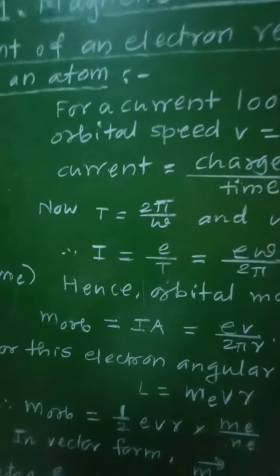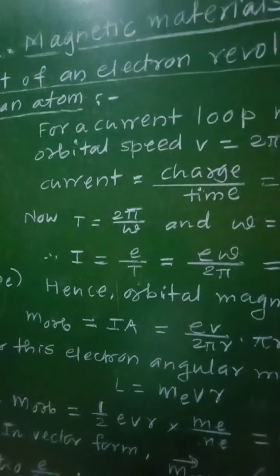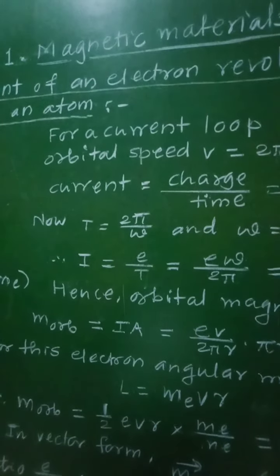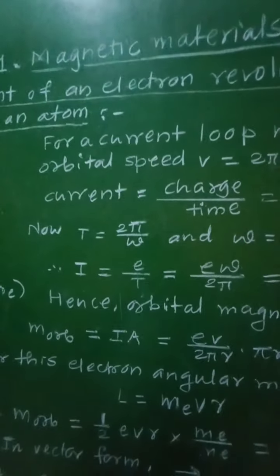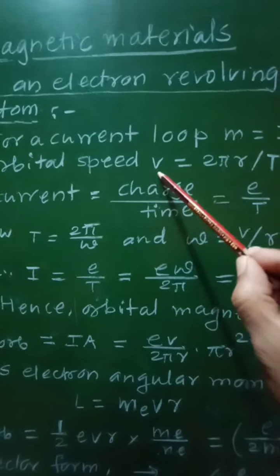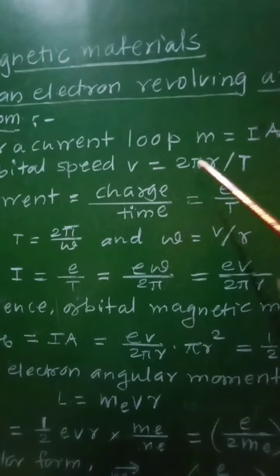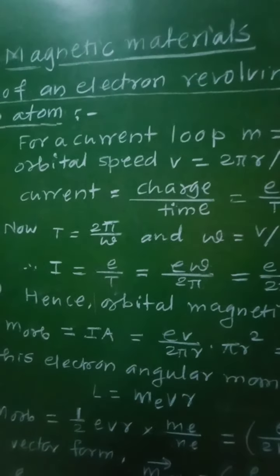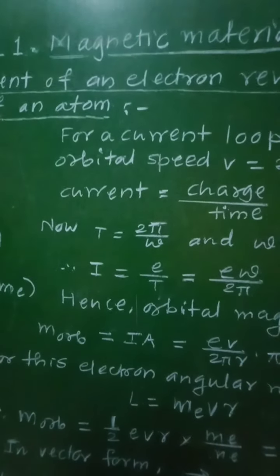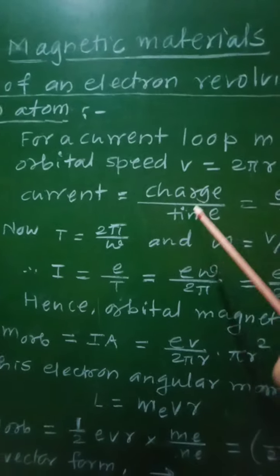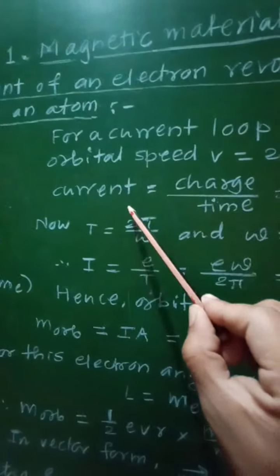So that revolving electron will cover distance equal to 2 pi r, that is the circumference of that circular orbit, in period T, and therefore the orbital speed of that electron will be given as v equal to 2 pi r upon T, that is distance upon time, that is circumference upon period. Now the current set up due to the motion of the electron is given as current equal to charge per unit time. Now charge is equal to e and time equal to T, therefore current I will be equal to e upon T.